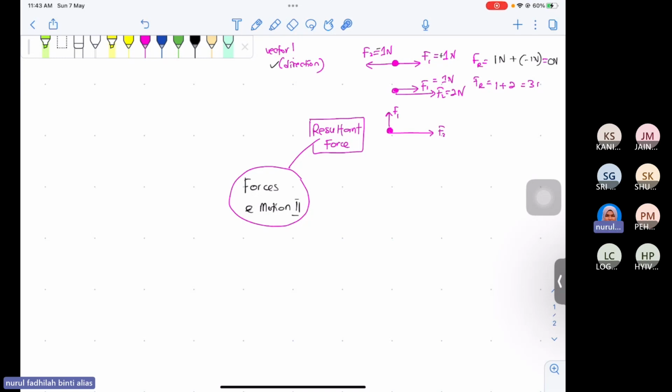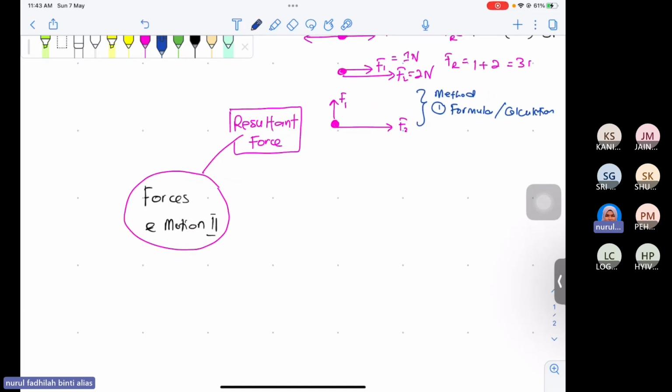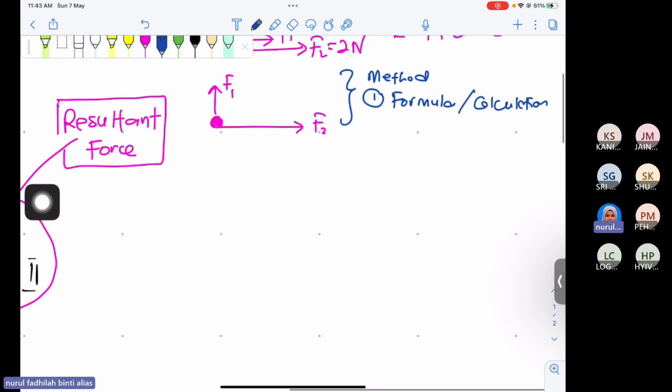First, how do we solve this one? In order to solve it, the first method is to use a formula or calculation. Okay, so how is that done? If you want to do a calculation, you have to follow the rule of head, tail, head, tail.